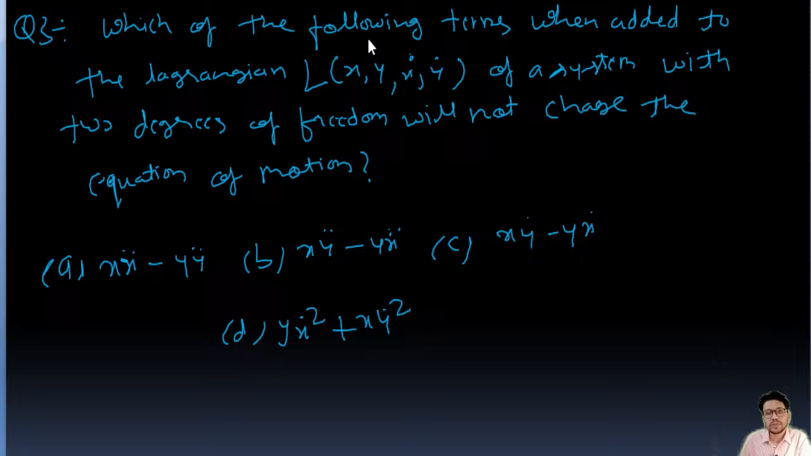Okay, so the question is, which of the following terms when added to the Lagrangian of a system with 2 degrees of freedom will not change the equation of motion. Means adding that term to the Lagrangian will not change the equation of motion. Okay, so I'm going to solve it.